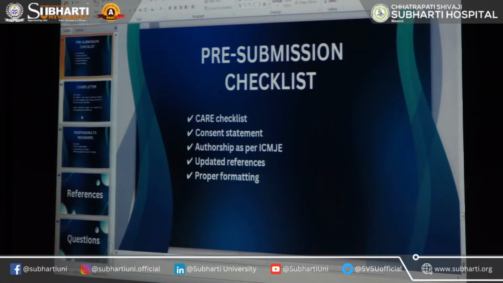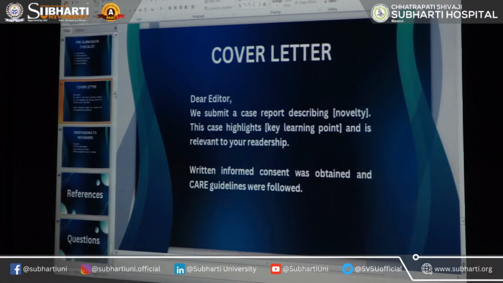Then a consent statement or a consent form from the patient. Authorship as per ICMJE. ICMJE has clear guidelines for authorship that have to be followed. If you see, they have four criteria, all joined by an 'and.' So only the authors who satisfy all of those must be included as authors. Otherwise, they must be acknowledged. Then there must be a list of updated references with proper formatting as per journal requirements.